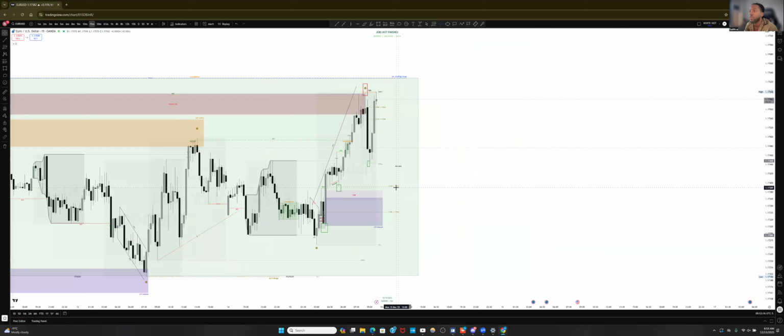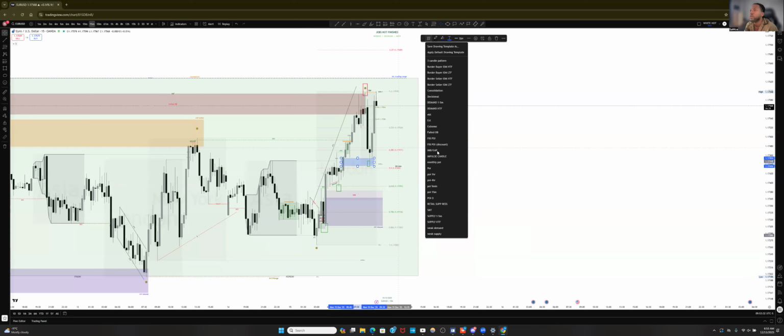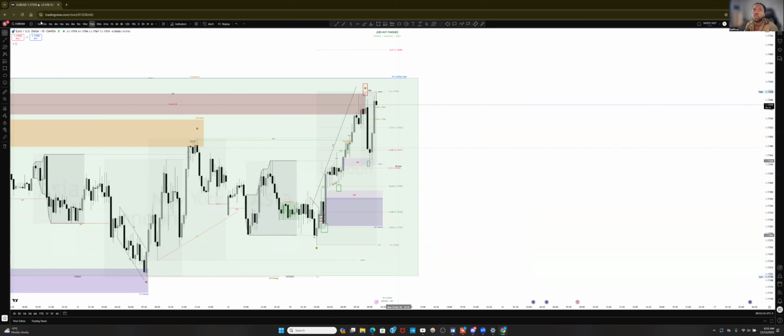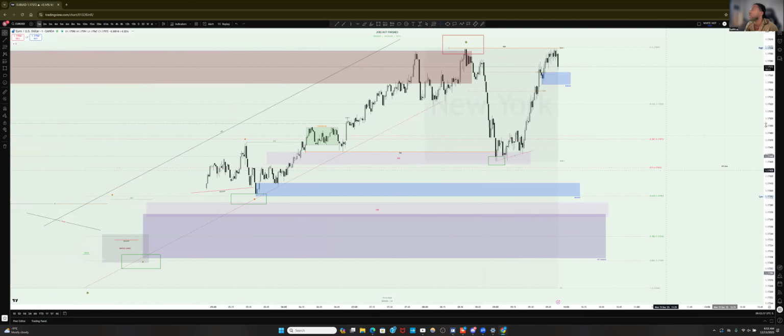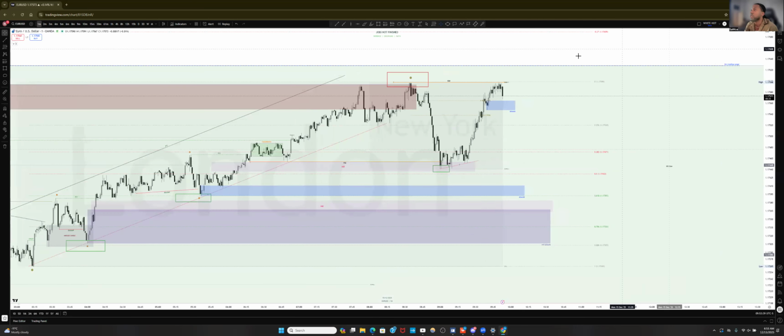Is this within 50% range? Let's see. No, it's not even within 50%. This imbalance here is what price reacted from. Now this could begin the sell of the trend, the sell we were looking for to the downside. This could begin that sell.